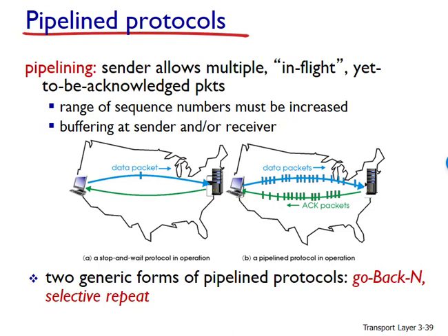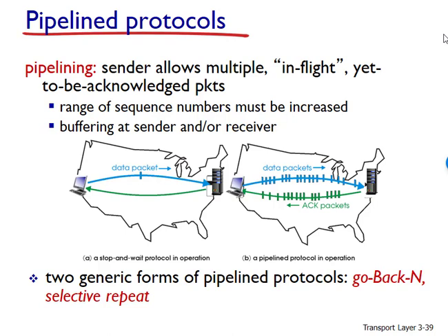Pipelining has the following consequences for reliable data transfer protocols. First, obviously, we cannot continue to use only a 0 and a 1 for sequence numbers. The range of sequence numbers must be increased since each in-transit packet, not counting retransmissions, must have a unique sequence number, and there may be multiple in-transit unacknowledged packets.